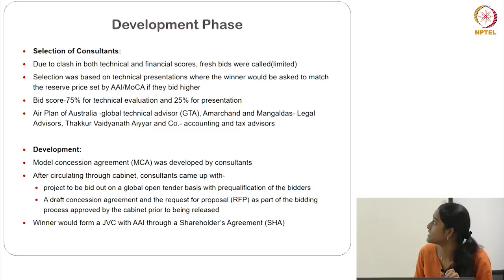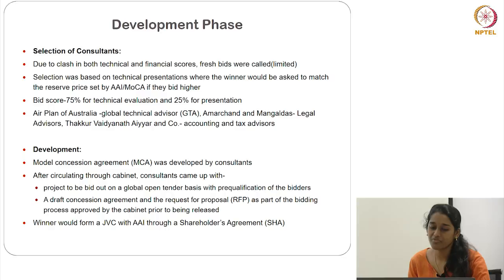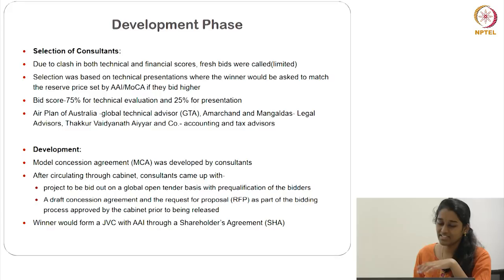After the bidding was done, they also stipulated that the winner should be asked to match the price set by the AAI; if they quoted higher, they should reduce it to the price set by the AAI. The advisors selected were global technical advisors, legal advisors, and accounting and tax advisors. Once the consultants were selected, the next phase was development. The consultants came up with model concession agreements, which were sent through the cabinet for approval. Then many objections and issues came up with this concession agreement.